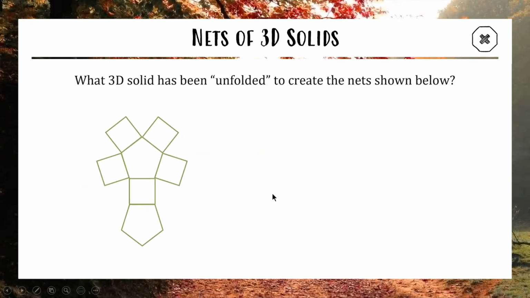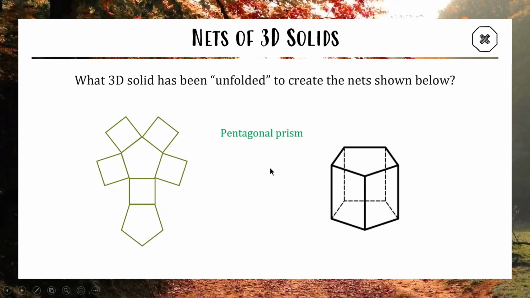What about this next one? If we folded these shapes up together and we turned it into a 3D solid, what are you going to be looking at? If you are thinking we are going to be seeing a pentagonal based prism, which looks something like this, you are correct as well. So we've got the pentagonal base, we've got the rectangles joining them, so we have a prism shape.